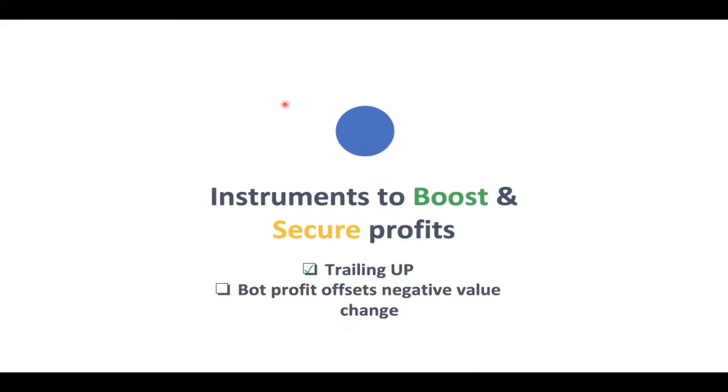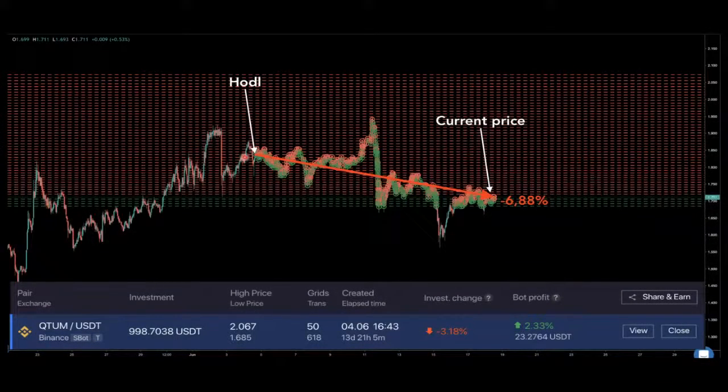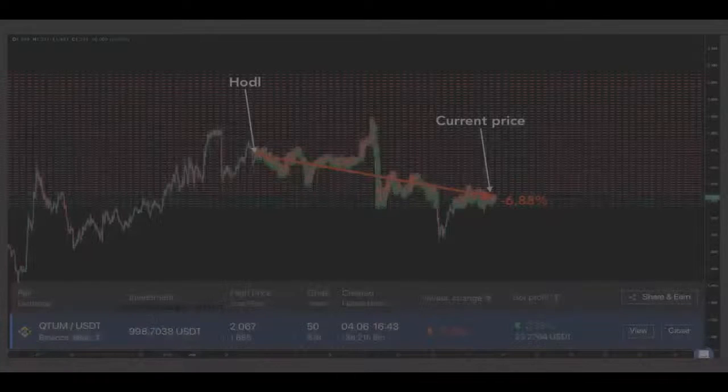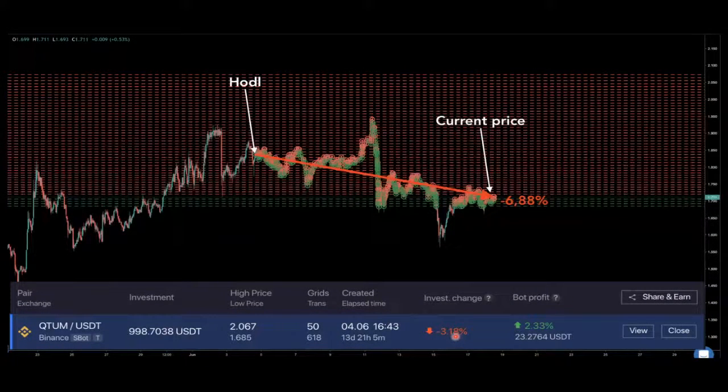Let's move on, and now is the time to discuss how the bot profit offsets the negative value change of your investment. So here's the example. Imagine that you buy the base currency at that point, so that's Quantum trading to USDT at that price, and then you hodl it down to the current price. In this case, without automation, you would bear a 6.88% loss, all right? Whereas with automation, your loss would be only minus 3.18%.